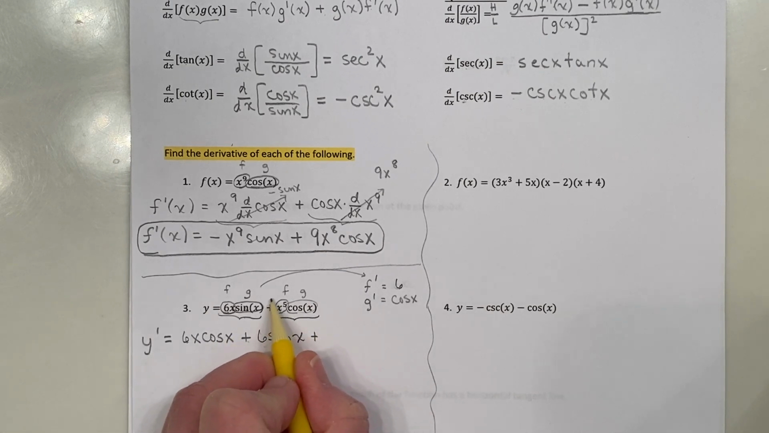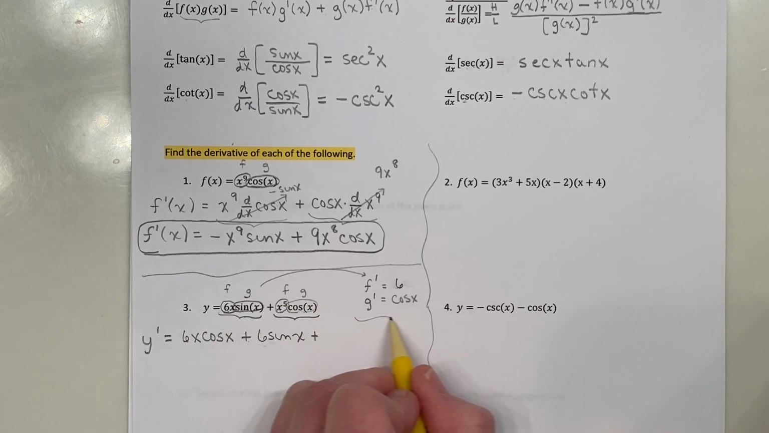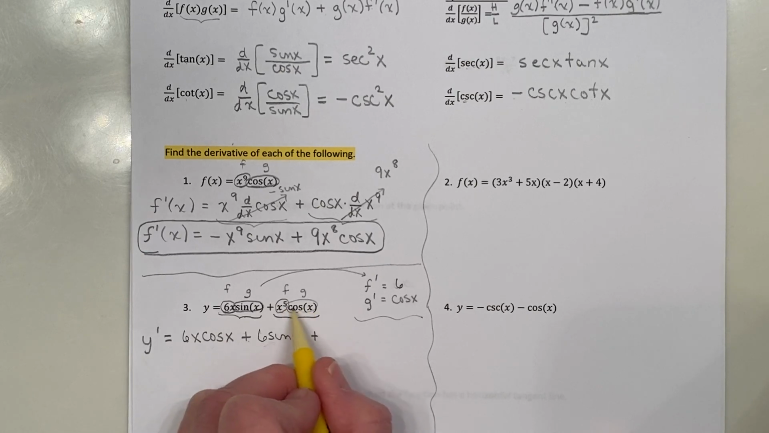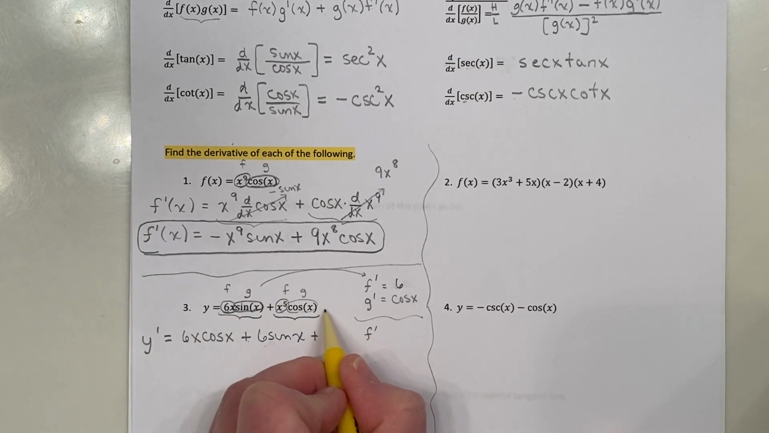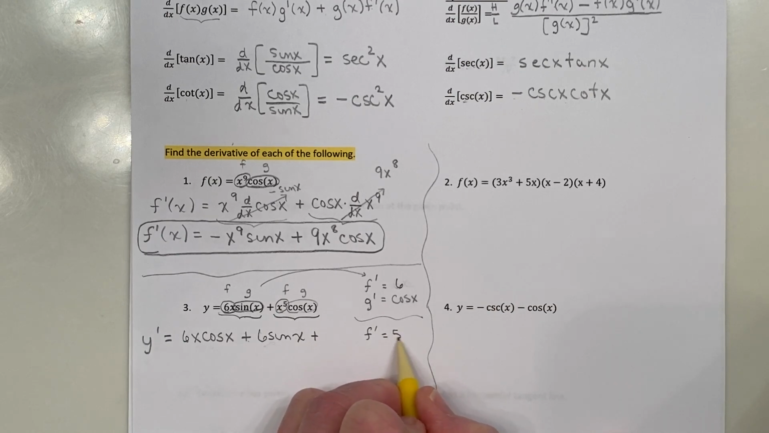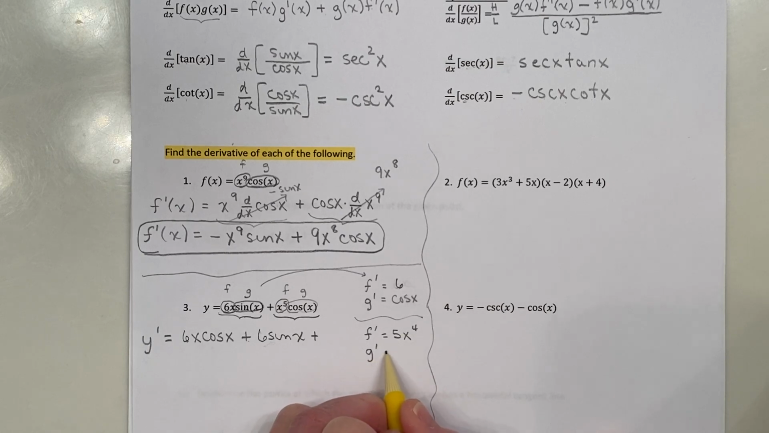Plus, now I'm at this next term right here. Terms are what you add or subtract, and this term has two factors in it. So I might come down here and come up with fg prime for this term. So f is x to the fifth, so that means f prime is going to be 5x to the fourth. G is cosine of x, so g prime is going to be negative sine x.